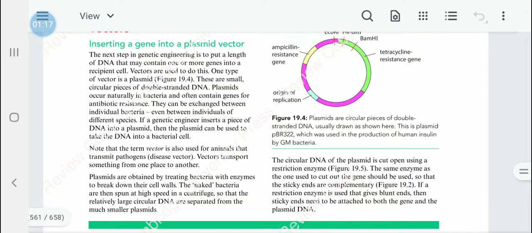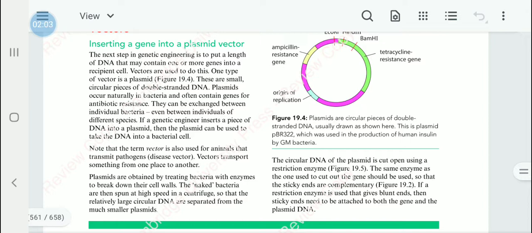So what we do is, we use one of the qualities of these plasmids, that is the ability for these plasmids to be exchanged between individual bacteria, and it could be even between different species. So we cut this plasmid using the enzymes that we spoke about. The same restriction enzyme that we use to cut the gene that we are going to use, we use to cut the plasmid.